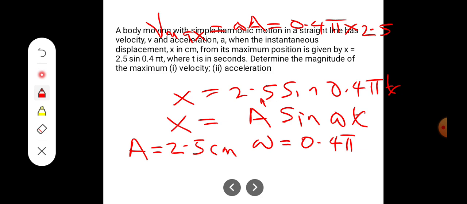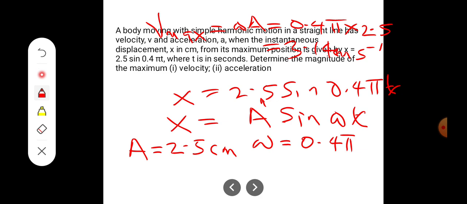So if we use our calculator, it will say 0.4 times pi, then times 2.5. Pi is 3.14 in case, okay? We're going to get 3.14. So the answer to that question is 3.14 centimeter per second, since the amplitude is in centimeter. So it's going to be centimeter per second, okay?